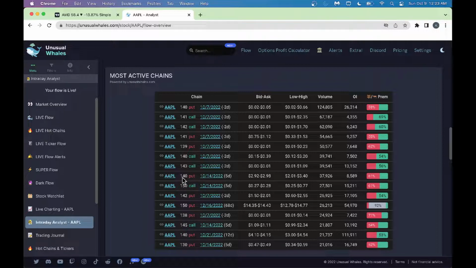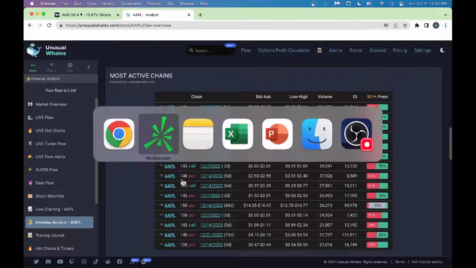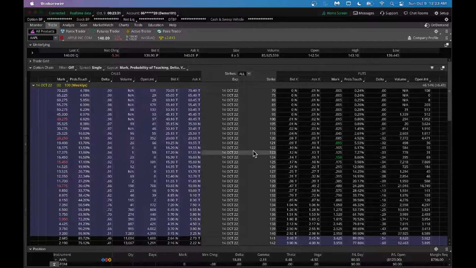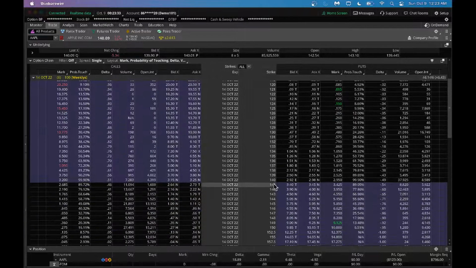So for example, if you go back to Apple 140 put in my Thinkorswim platform here, 10.14, 140, I'll go right here, 140.